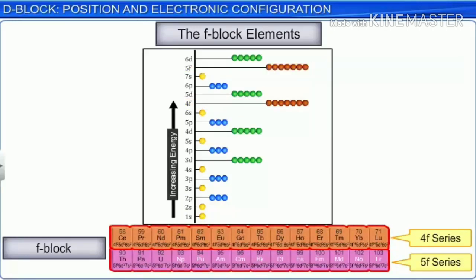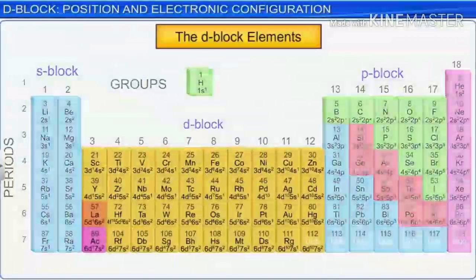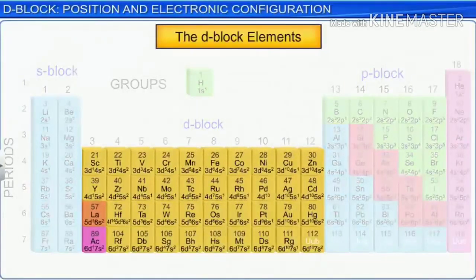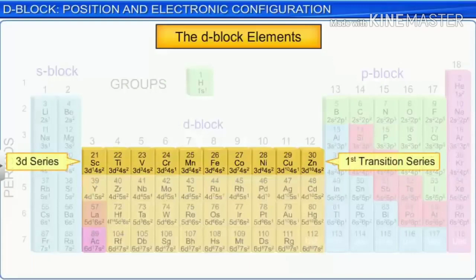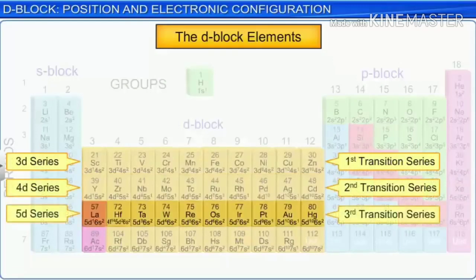They are often referred to as the inner transition metals because they involve the filling of the inner 4f or 5f subshells. There are mainly 3 series of transition elements. They are the 3d series, the 4d series, and the 5d series. The 4th series, the 6d series, which begins with actinium, is still incomplete.